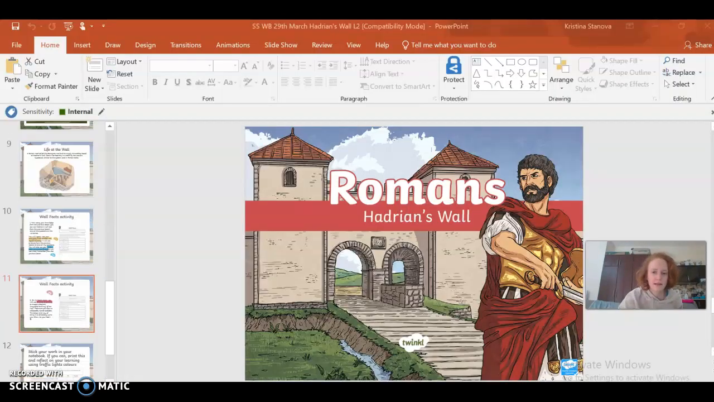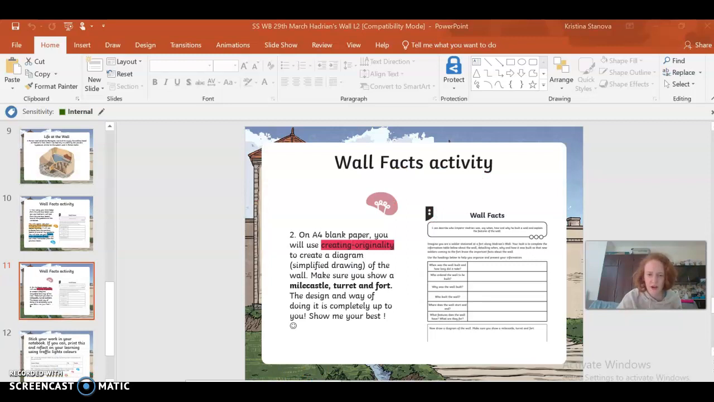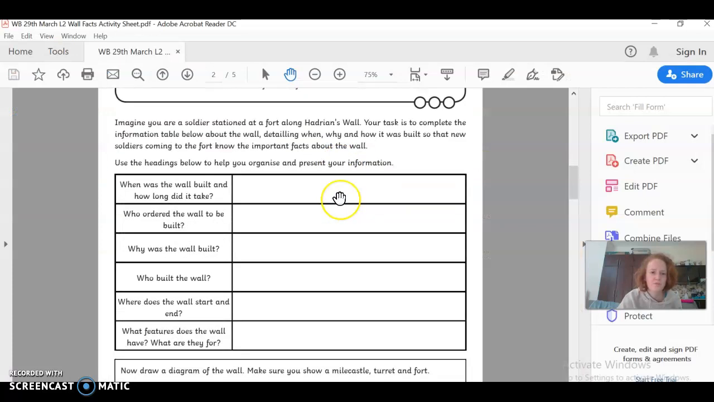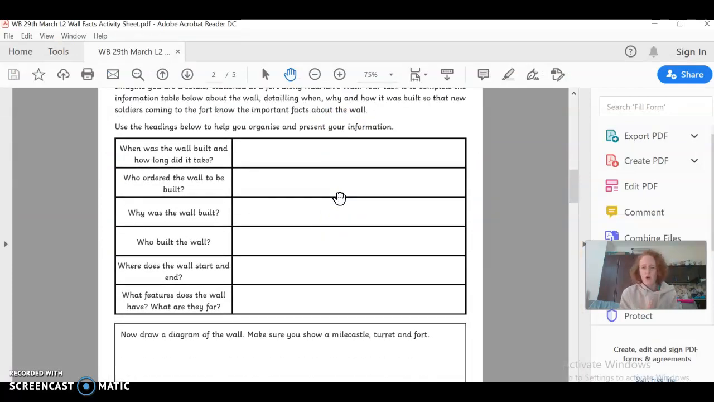Let me just open that worksheet to clarify exactly what you are meant to be doing in this lesson. The first part of this worksheet, or this activity, is questions. When was the wall built and how long did it take? You need to find the year it was built, and how long it took to build. You will find all that information in the PowerPoint from today's lesson. Who ordered the wall to be built? Who wanted to build the wall? Why was the wall built? What was the reason for that?